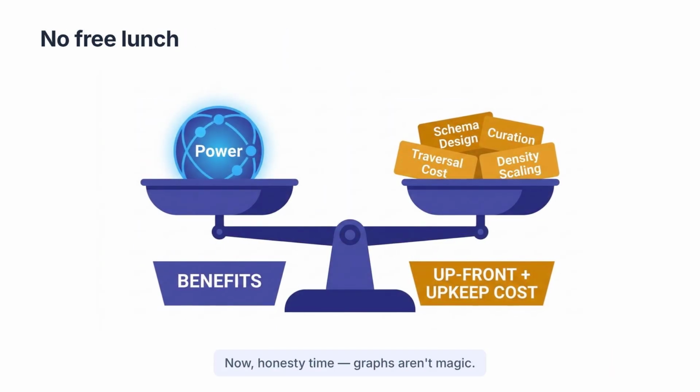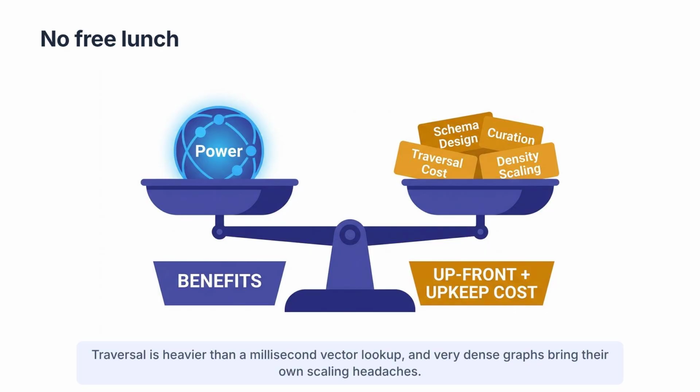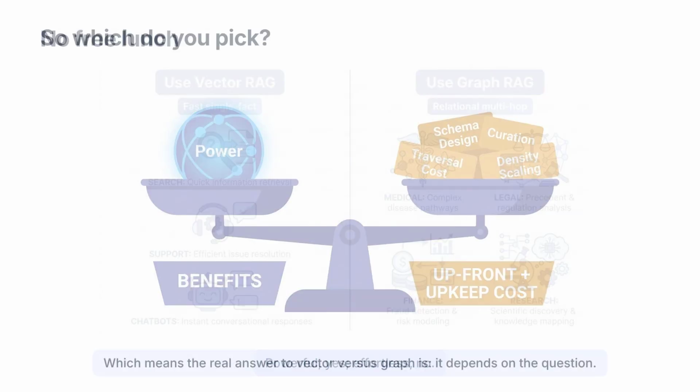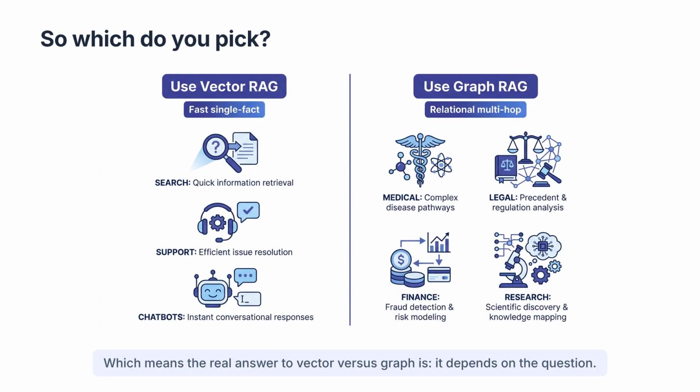Now, honesty time, graphs aren't magic. There's an upfront cost. You have to design a schema and build the graph. There's ongoing curation as data changes. Traversal is heavier than a millisecond vector lookup, and very dense graphs bring their own scaling headaches. Powerful yes, effortless no. Which means the real answer to vector versus graph is, it depends on the question.